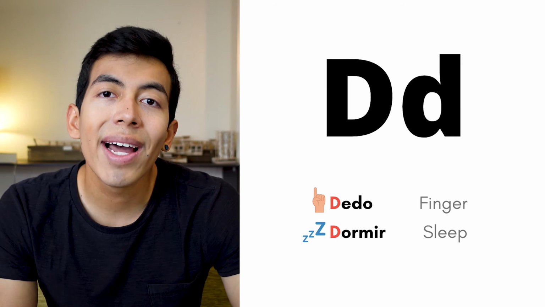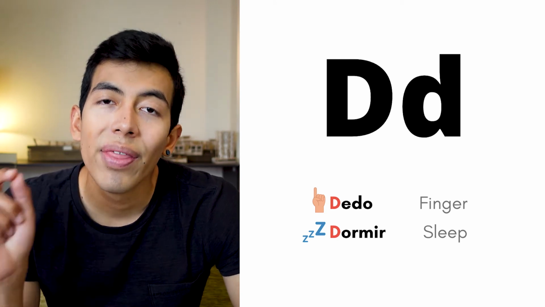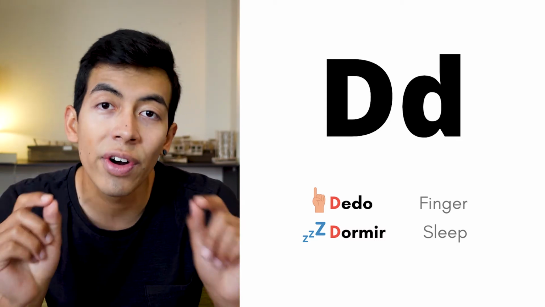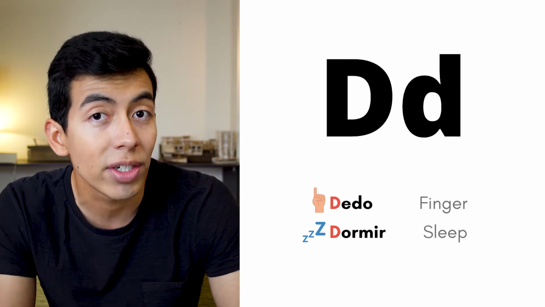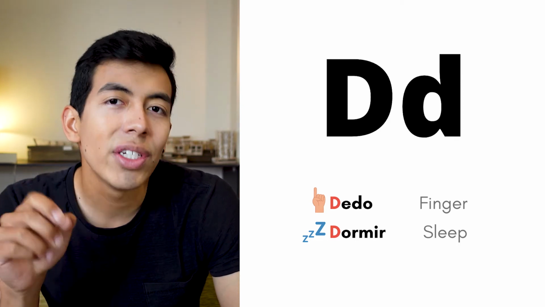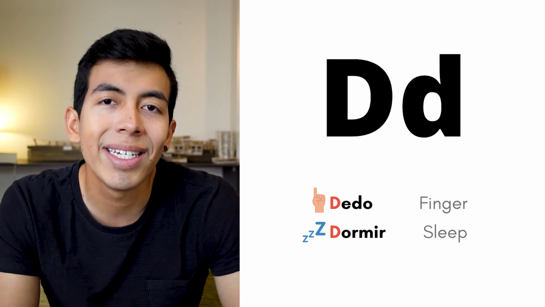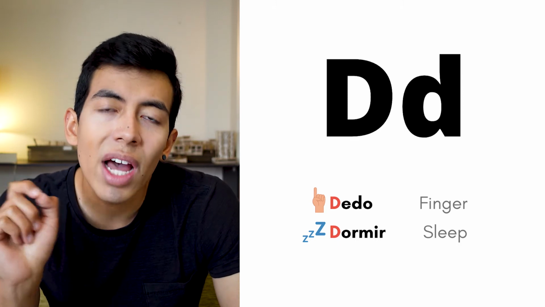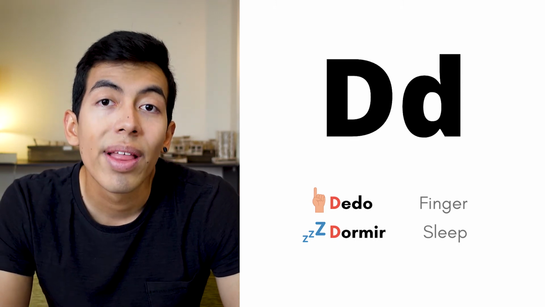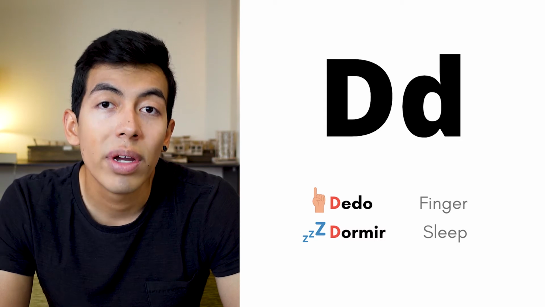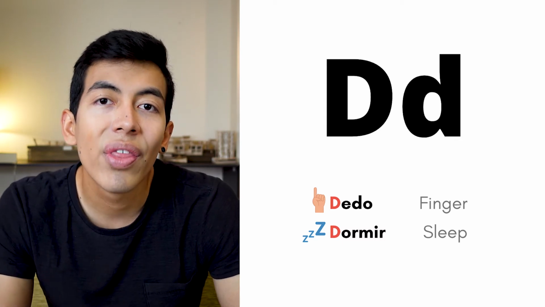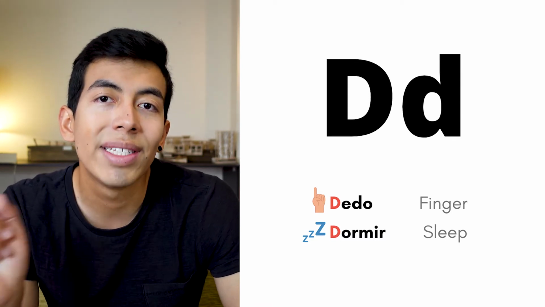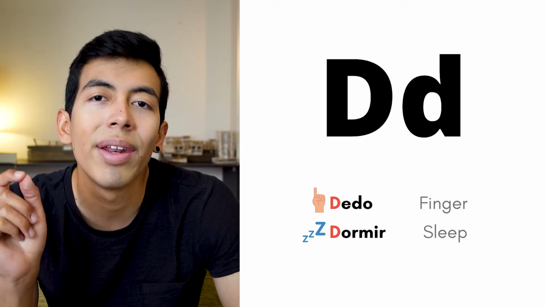Then we have la letra D. This letter is very tricky because some people think that the D in English is very similar to the D in Spanish. But look, the D in English is very strong, like day, this day. And in Spanish it's very soft. For example, dedo. It's not a strong D, it's dedo. Dormir, dedo, dormir.